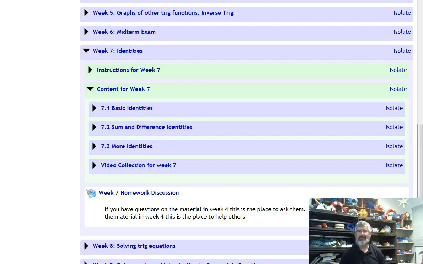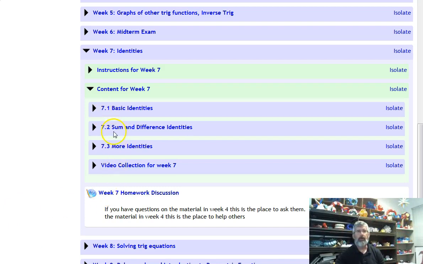Okay, week 7 and week 8 deal much more with the algebraic properties of the trig functions, where up to this point we've been doing very much a geometric approach, right? Triangle trig and graphs, lots of pictures. There's fewer pictures now because we're going to be looking at identities and then solving equations. Identities this week, solving equations next week.